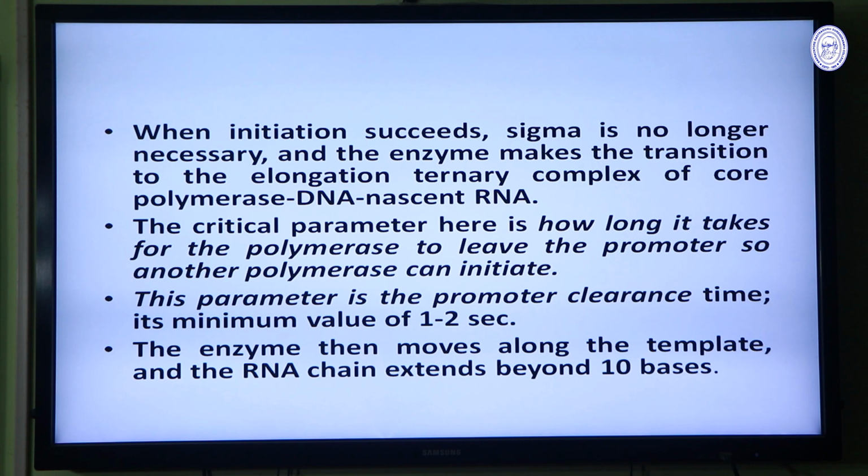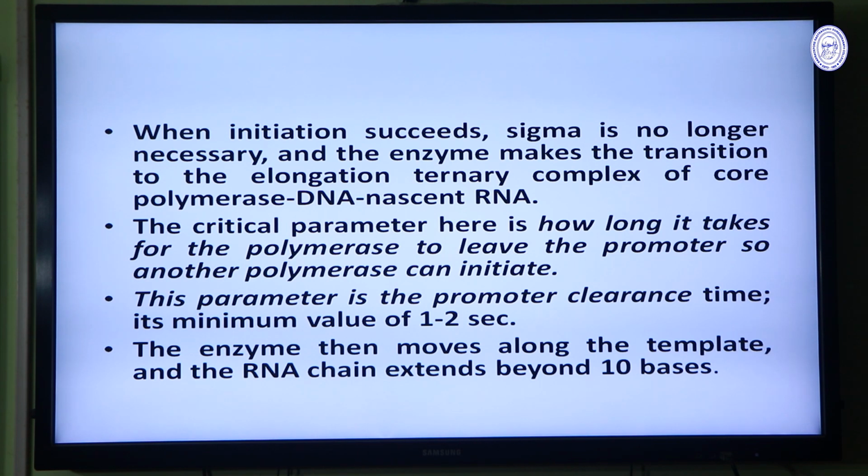Now, the critical parameter here is how long it takes the polymerase to leave the promoter so that another polymerase can initiate. So, it is very crucial. If the RNA polymerase core complex leaves the promoter first, then the chances of reinitiating the transcription process in another promoter sequence by this same core polymerase will be higher. So, it will enhance the rate of transcription.